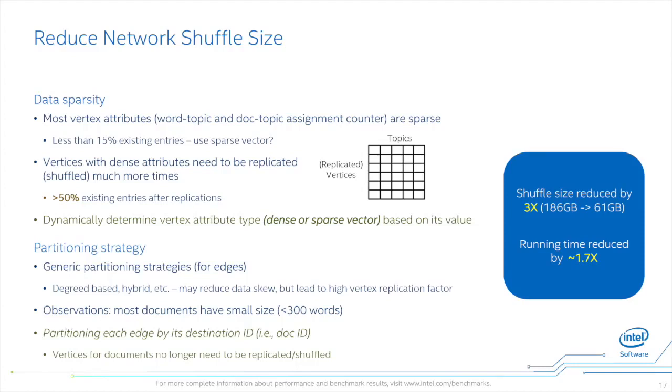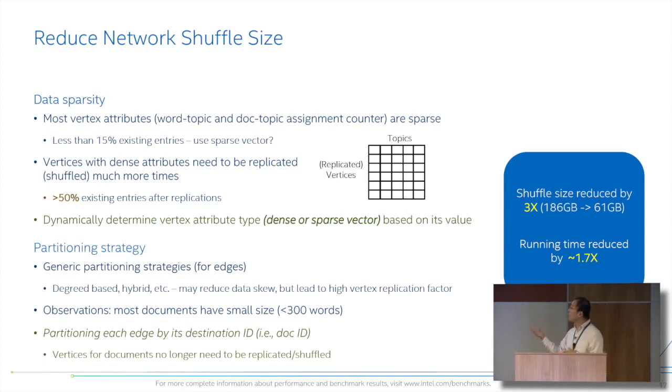So what we end up doing is pretty simple. One observation we have is that most of the documents are pretty small. A document is about 200 or 300 words in most cases. On the other hand, a word can appear in many different documents. So we partition the edges based on the destination ID, which is the document ID, which essentially means all the edges related to a document are kept in one partition. Since documents are pretty small, there is no data skew. And at the same time, you do not need to shuffle or replicate those vectors for documents.